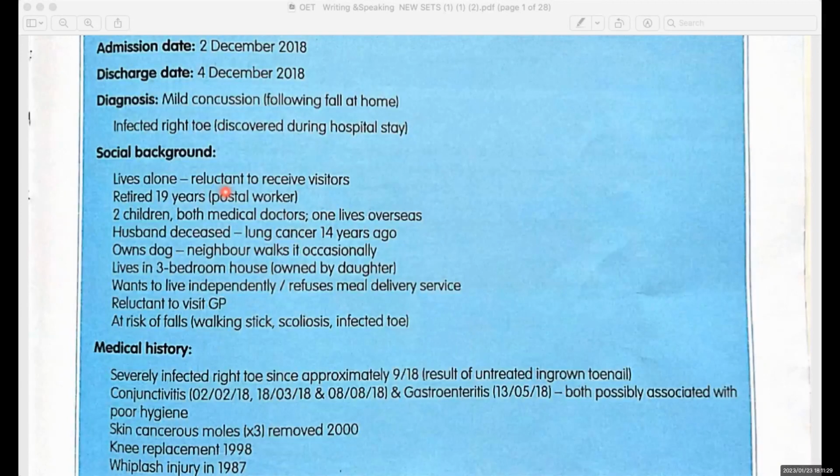Most of the candidates who appear for the OET examination have a habit of writing in this direction. They say, okay, social background, I'm going to make this into a sentence, and then another sentence, and another, and another, and then I'll write a history, and then another.